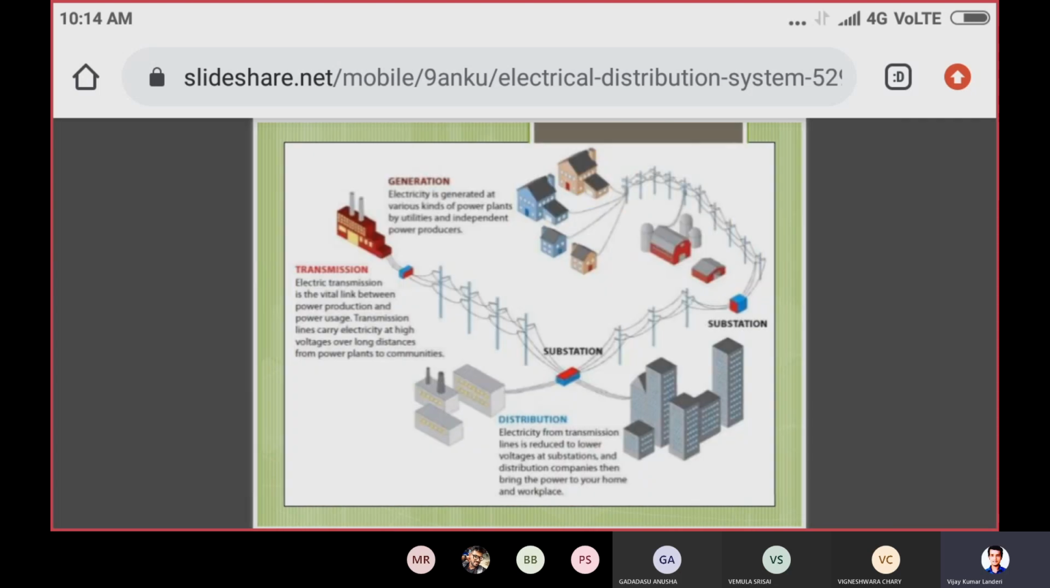So now let us look at the other diagram. In that one, it's clearly indicating the various stages of the transfer of electrical energy. So what you're finding there: generation.